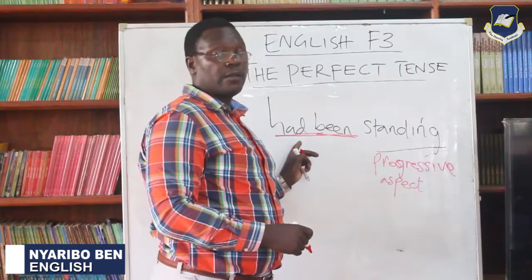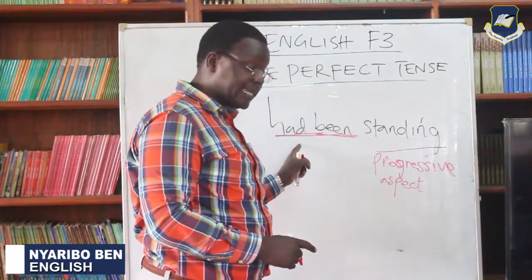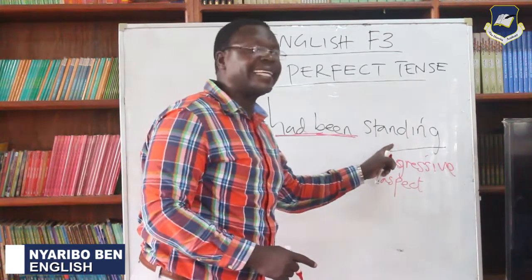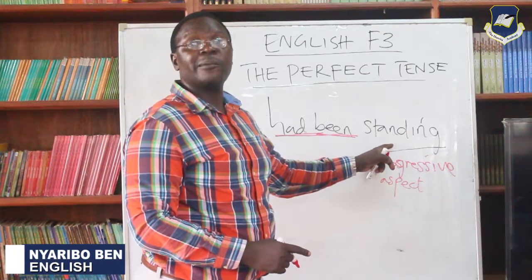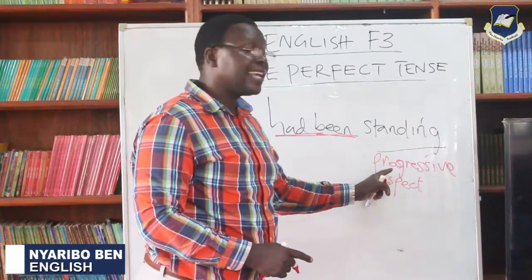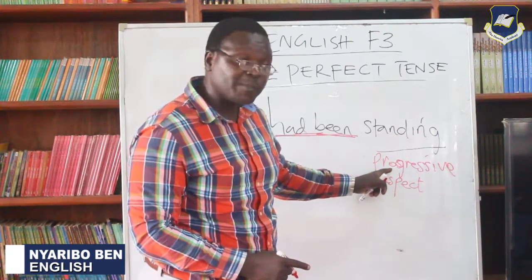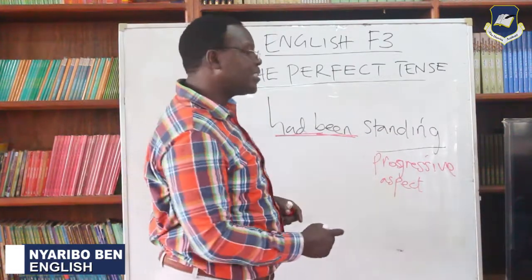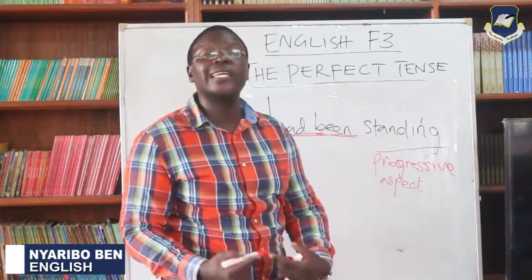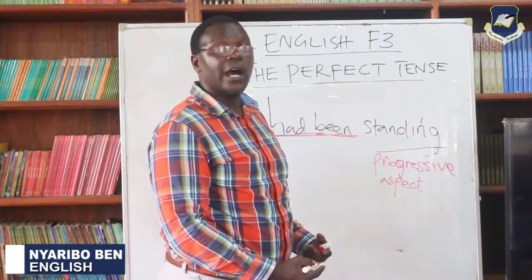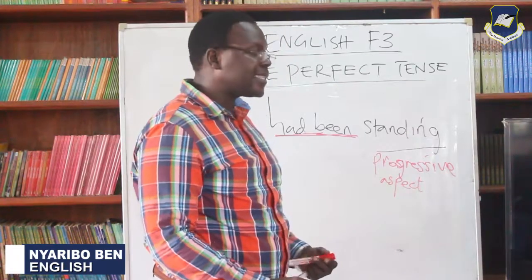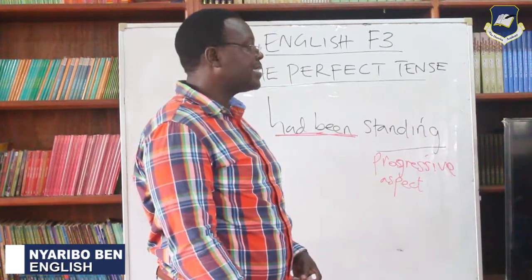Had, if you want to know better, had for the past perfect. Been standing for the progressive tense. That is for the continuous aspect. So we say had been standing. If it were present, we could say Abdi has been standing here for 2 hours. But now, had been standing is past perfect continuous tense.